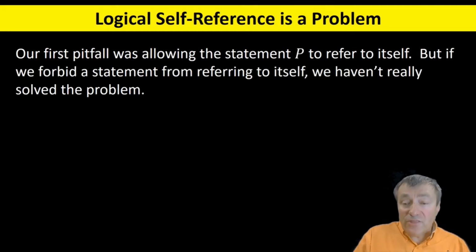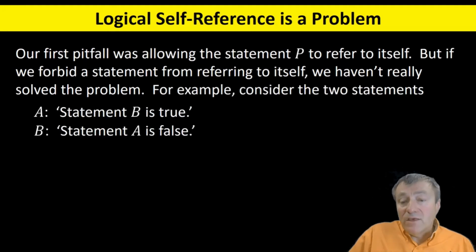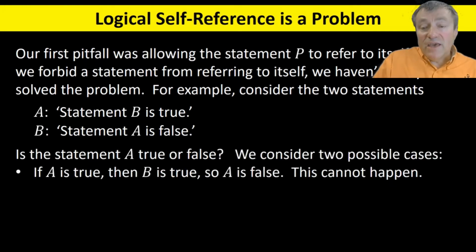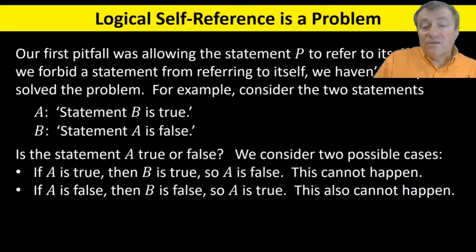But you need to go further than that because there are other kinds of inconsistencies that you also need to eliminate. Consider this example. Now, instead of one statement, we have two statements, A and B. Statement A says that statement B is true. Statement B says that statement A is false. Neither statement refers to itself, but you still have a problem. Because if A is true, then B is true, then A is false. Problem. On the other hand, if A is false, then B is false, so A is true. And again, that's a problem.